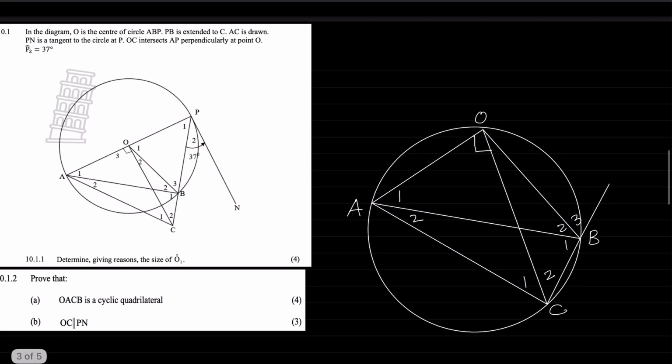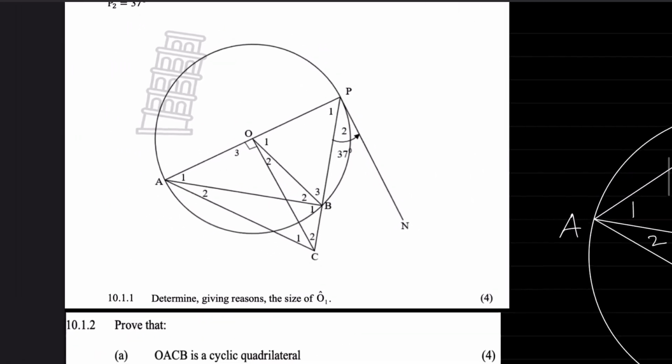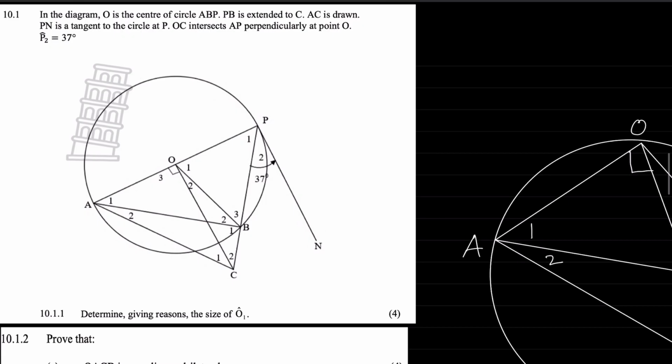Let's move on. So just ignore the diagram on the right. You'll see where it's used just now. Let's just focus on this. So the question reads, in the diagram, O is the center of circle ABP. PB is extended to C, AC is drawn, PN is a tangent, OC intersects AP. A whole lot of information here, right? But the important one we're going to focus on just for now is that P2 is 37 degrees. 10.1.1 reads, determine giving reasons the size of angle O1. Now, O1 is this angle right here.